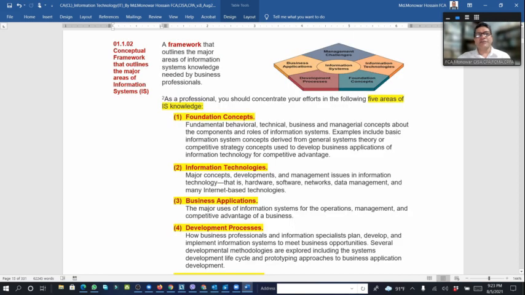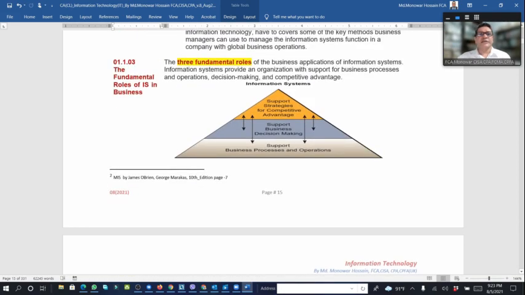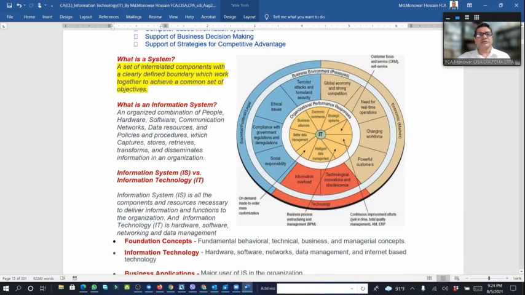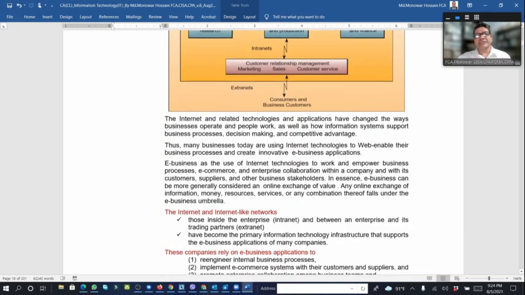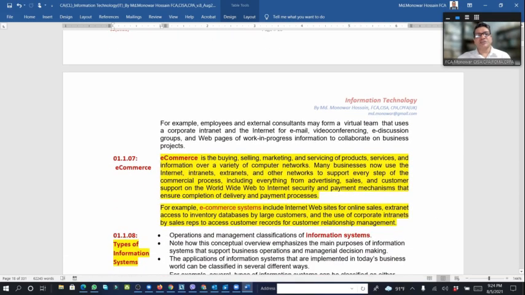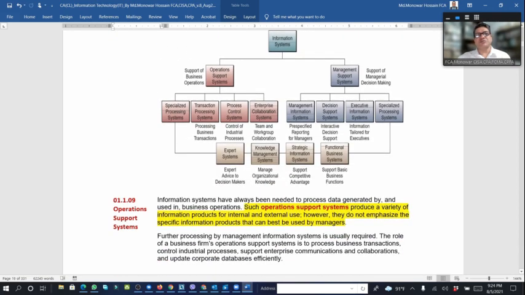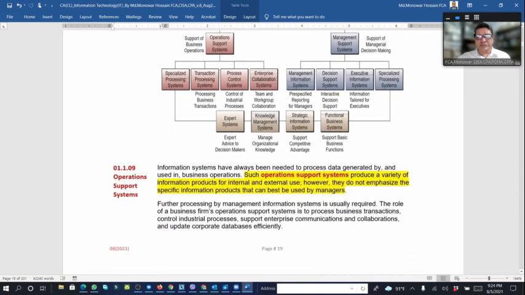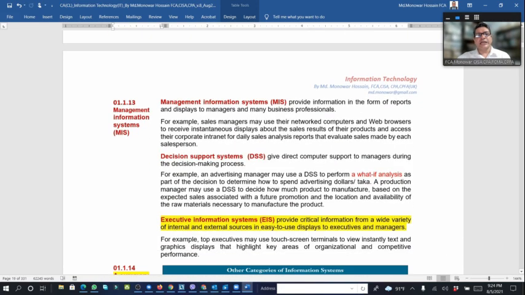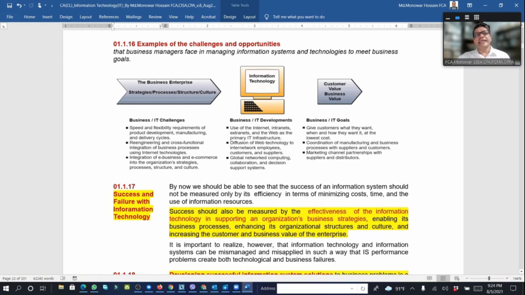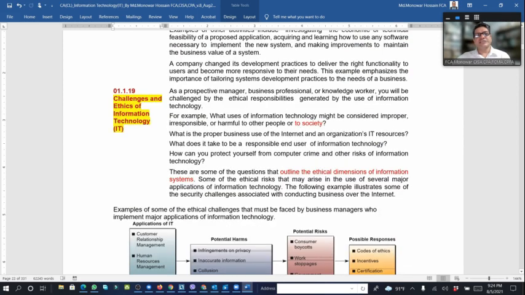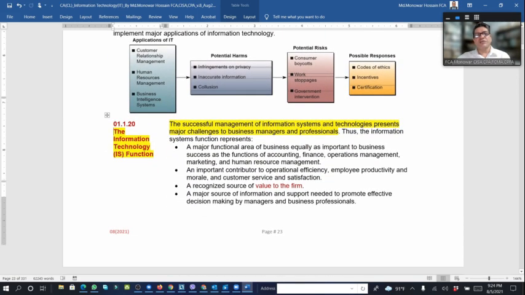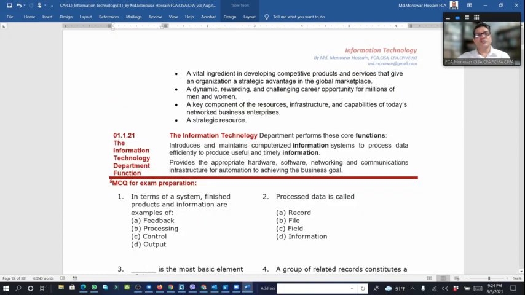Our 5 areas of information system knowledge, 3 fundamental roles, what is a system, trends of information systems, the role of e-business, enterprise collaboration systems, e-commerce, types of information systems, operation support systems and management support systems, and also the challenges and opportunities of information systems, how to develop the information system cycle, challenges of ethics in information systems, the role of the information systems function, and what the information technology department is doing. So this is the first chapter.